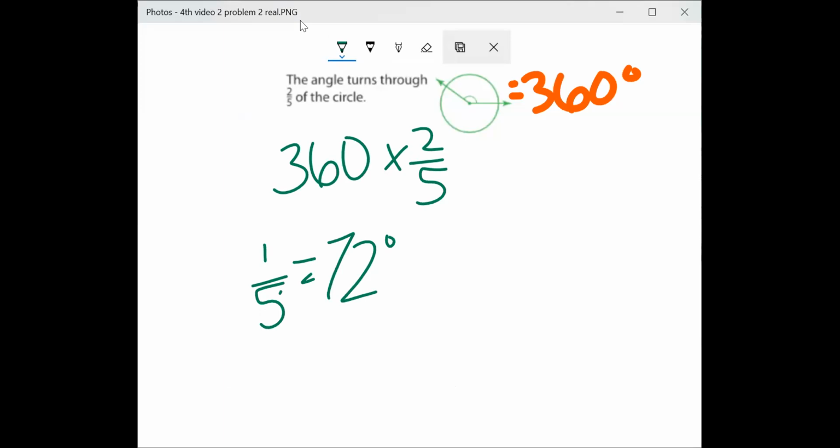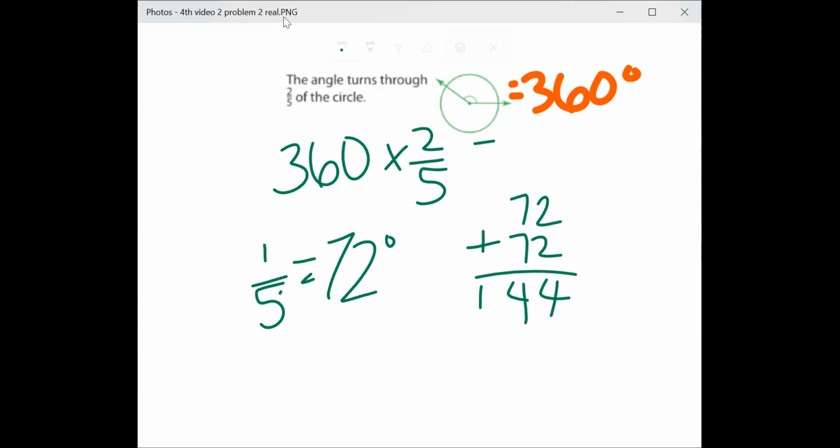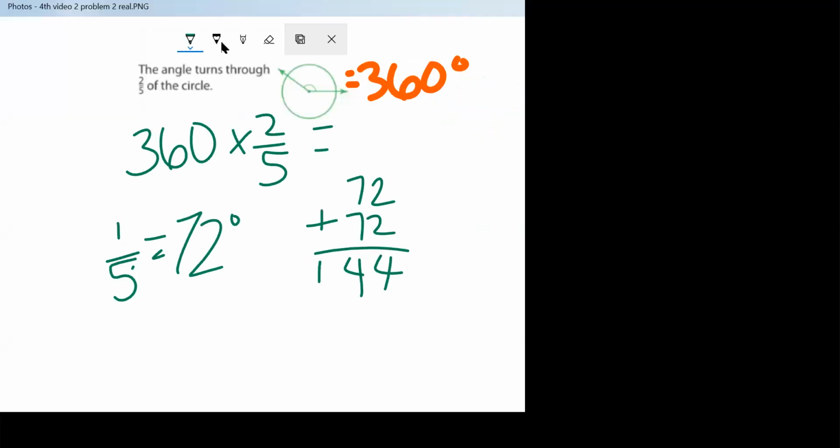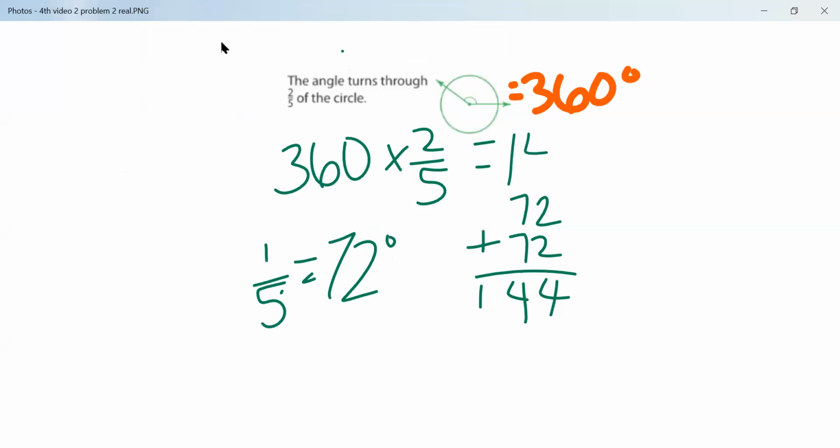So if I have 1/5 plus 1/5, that's the same as 72 plus 72, which gives me 144. So an angle that turns through 2/5 of the circle is 144 degrees. And I know that makes sense because looking at this, that's obviously an obtuse angle, and I found an obtuse measure, so that has to make sense.